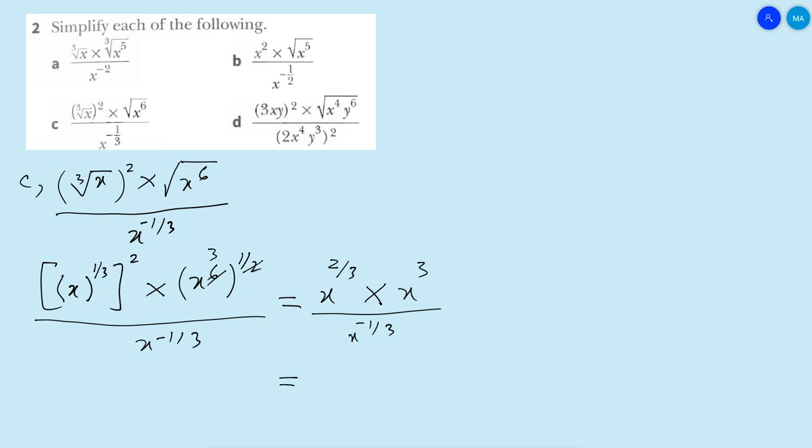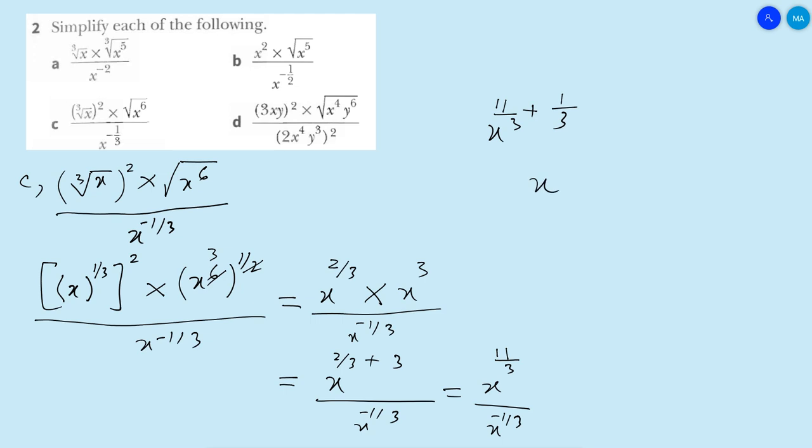Bases are same and bases are multiplied, then power will be added. So x to the power 2 upon 3 plus 3 upon x to the power minus 1 upon 3. 2 upon 3 plus 3: 3 3s are 9, 9 plus 2, 11. 11 upon 3 upon x to the power minus 1 upon 3. So x to the power 11 upon 3. This minus 1 upon 3 moved above will be plus 1 upon 3.